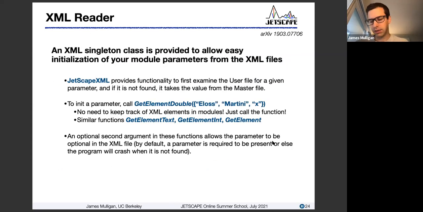Now, the last piece you should be aware of if you are implementing your own module in JETSCAPE is that there is an XML reader to help you configure any module parameters that you want to include. I provide this mostly for reference here, but there are some functions where, if you add new code to the XML configuration for a new module, you can access the parameters listed in the XML file using some standard functions, where you just tell it the path in that XML file to your parameter. Then in your module, you can read in that parameter quite easily without having to do any parsing or anything like that.